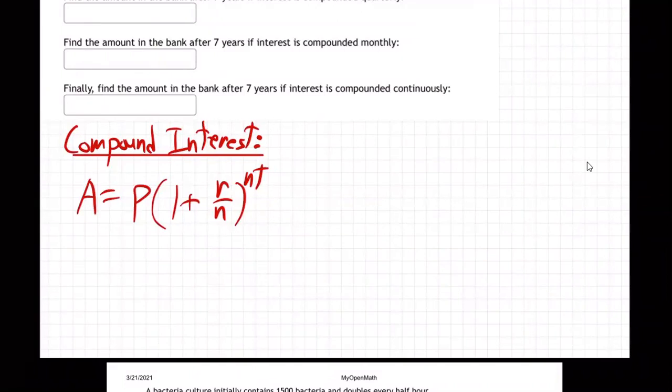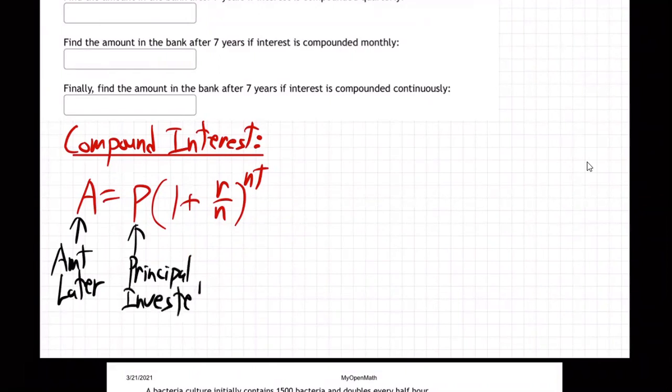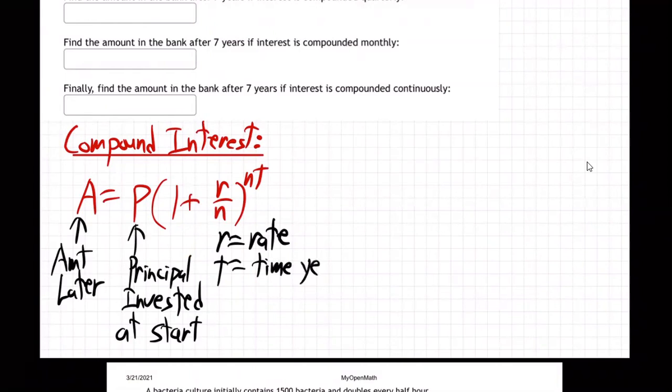And what are the different parts here? A is the amount later. P is the principal invested at the start. r, you might guess, r is the rate of interest. t is the time in years.